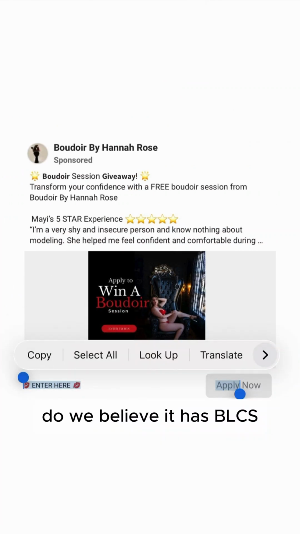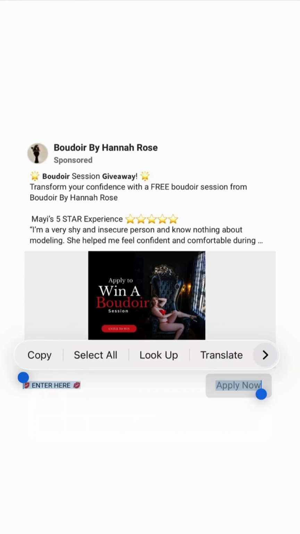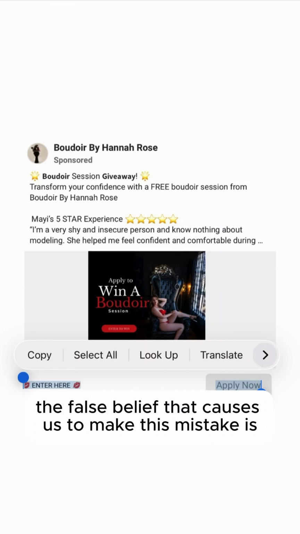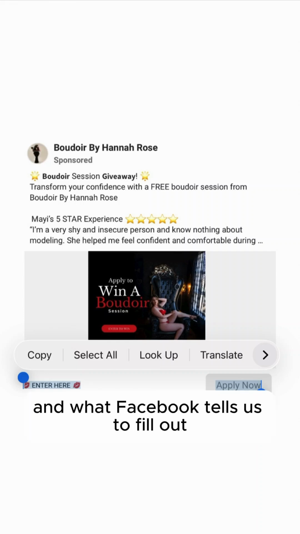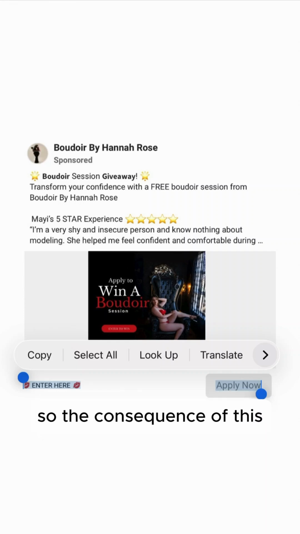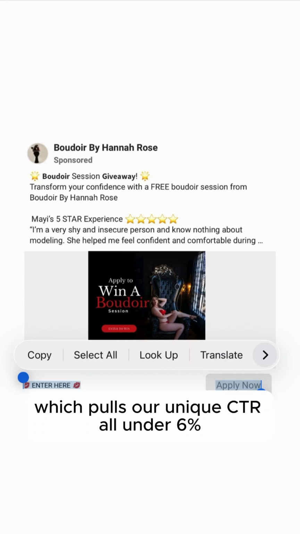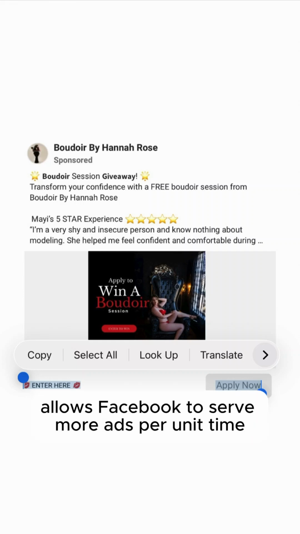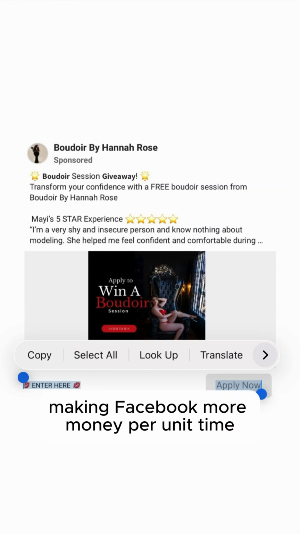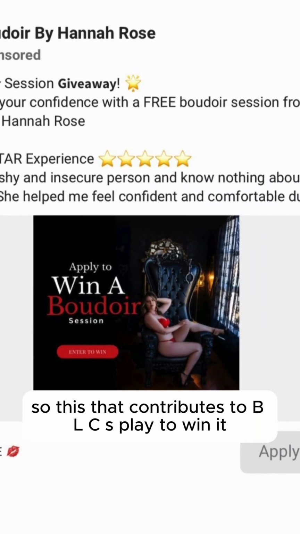Do we believe it has BLCS, yes or no? All right. So we get the below creative cluster mistake here. The false belief that caused us to make this mistake is we believe trusting Facebook is good, and what Facebook tells us to fill out for our ads is good for us, but in fact it's bad for us and good for Facebook. So the consequence of this is we're going to have way more women scrolling by our Boudoir Facebook ads, which pulls our unique CTR under 6% and actually allows Facebook to serve more ads per unit time, making Facebook more money per unit time. So that contributes to BLCS.